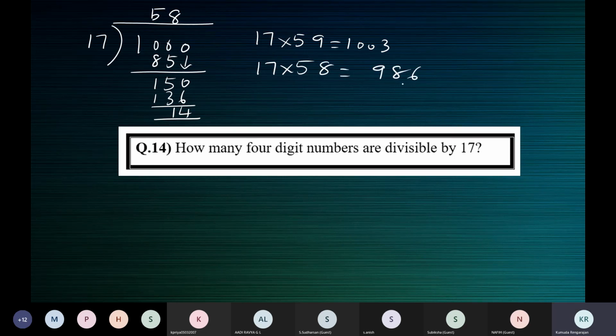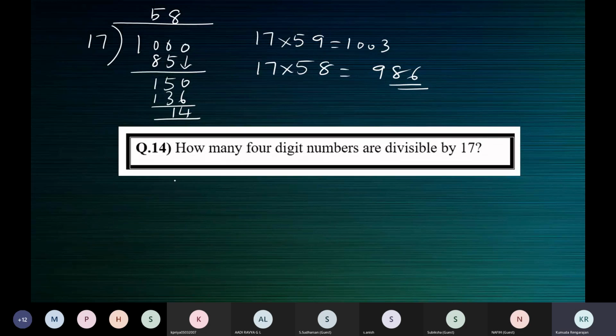You'll get 986. It's a 3-digit number. So 17 into 59. Tables of 17: 17 ones are 17, 17 twos are 34, 17 threes are 51. So 1758 times is 986, which is a 3-digit number. 1759 times is 1003. So 1003 is the smallest 4-digit number that's divisible by 17.